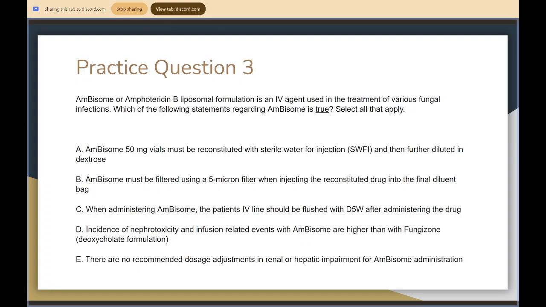Right. Anyone else have any answer choices for this one? It's okay if you don't know. Just make a note to go back and look it up.